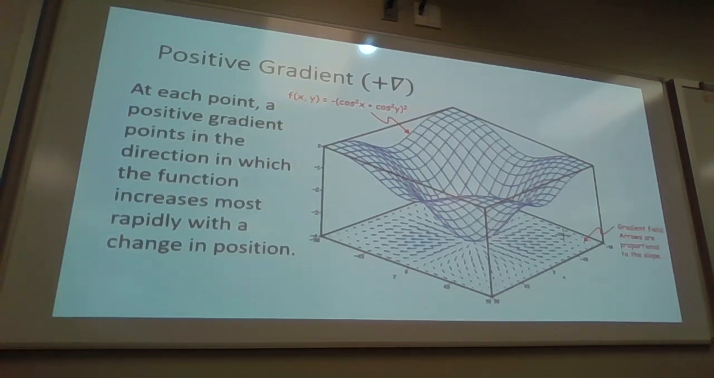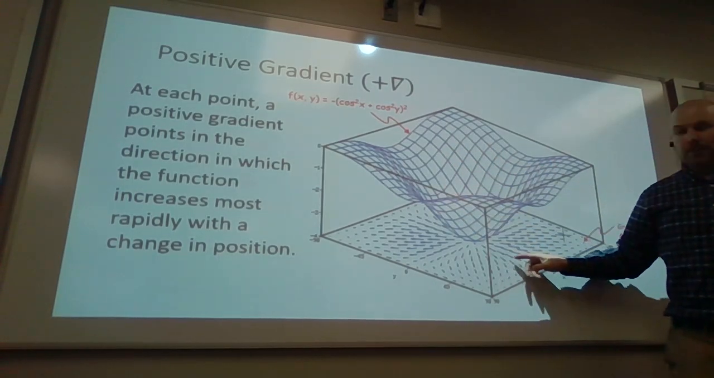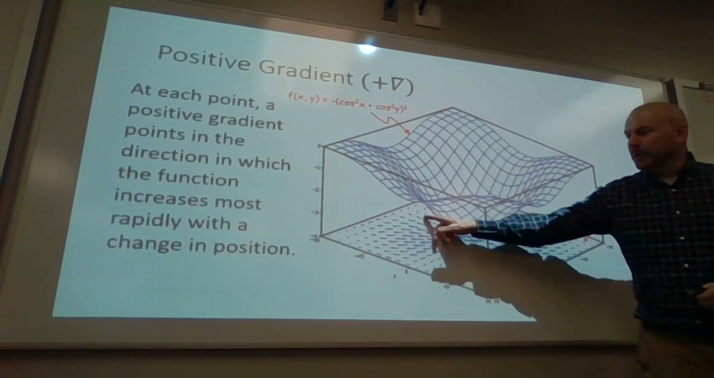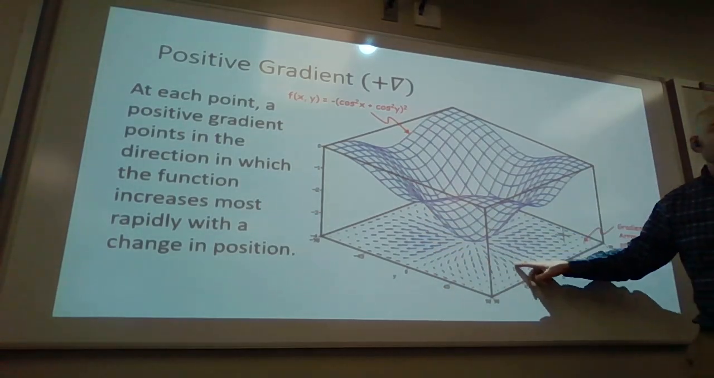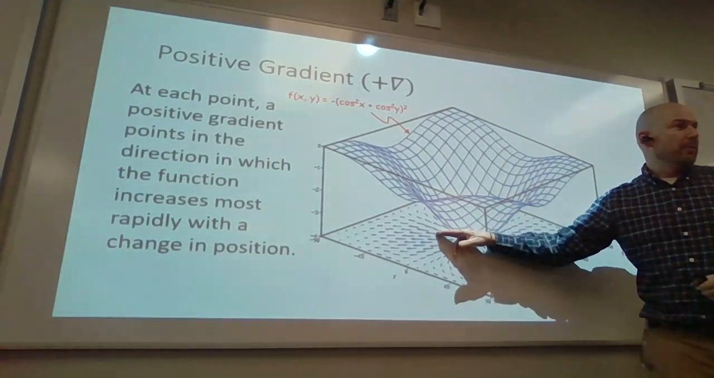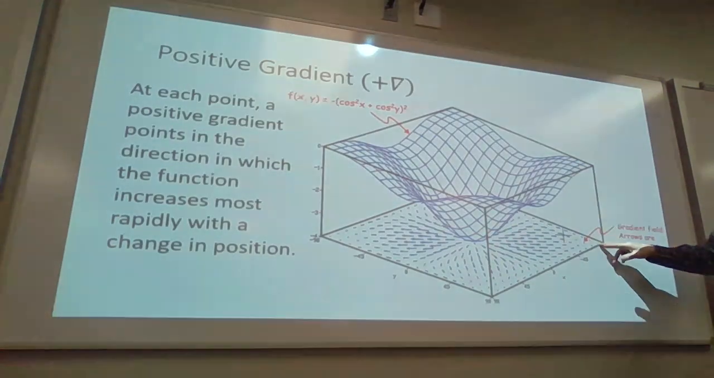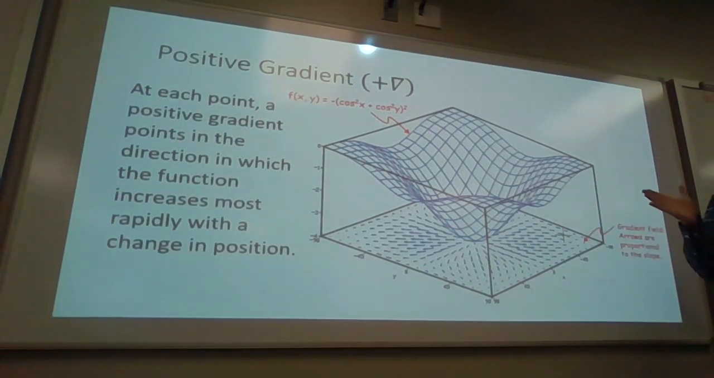All right. So the positive gradient looks at the slope of the field. So this would be graphing the gradient. As it gets steeper, it's a greater value, a bigger arrow. As it gets shallower, it's less, and it's pointing uphill.